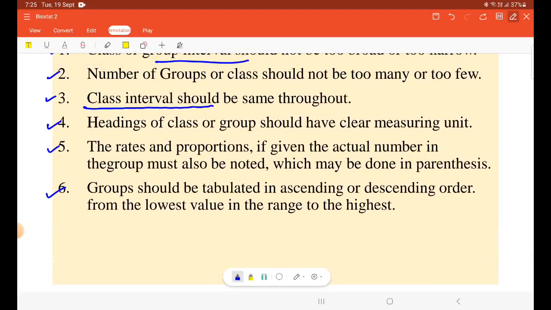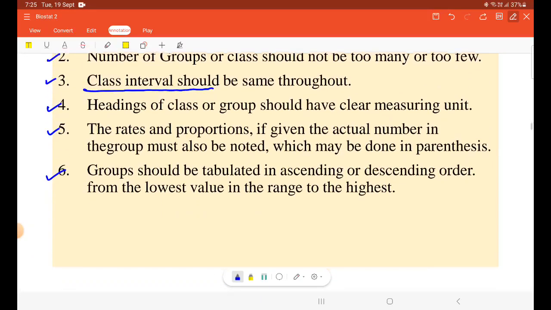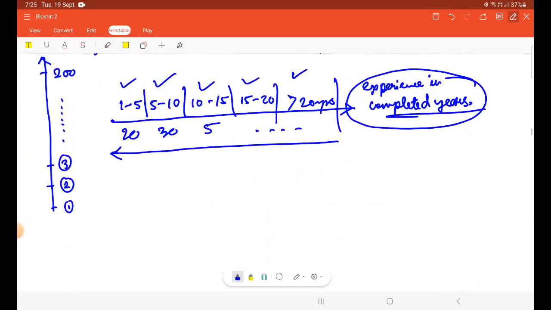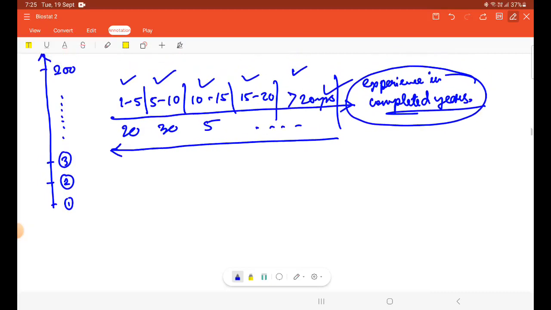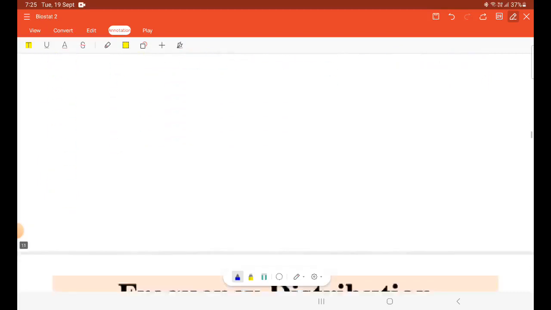And the actual number of groups must also be noted, which may not be done in parentheses. So the number of groups also has to be confirmed before designing them, categorizing them in the ascending or descending order, right?